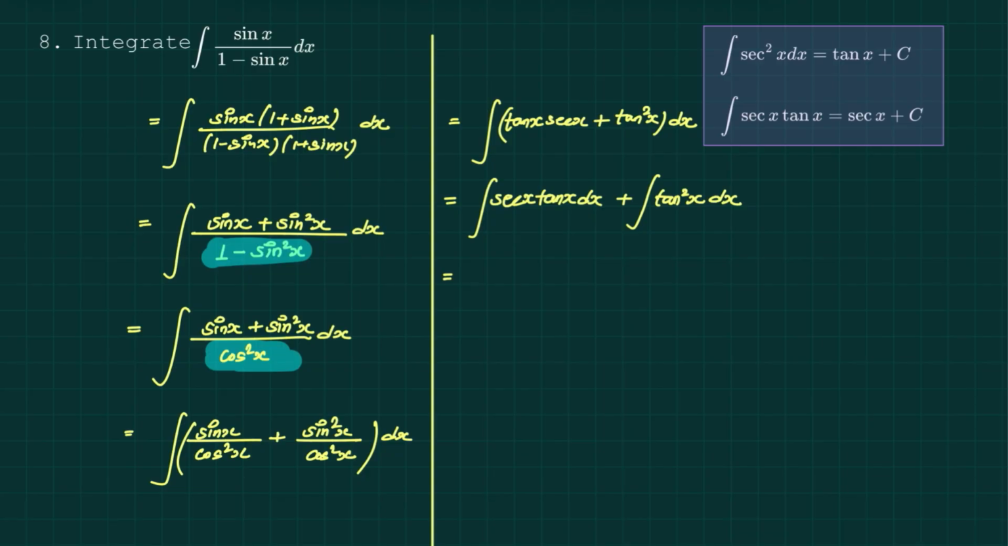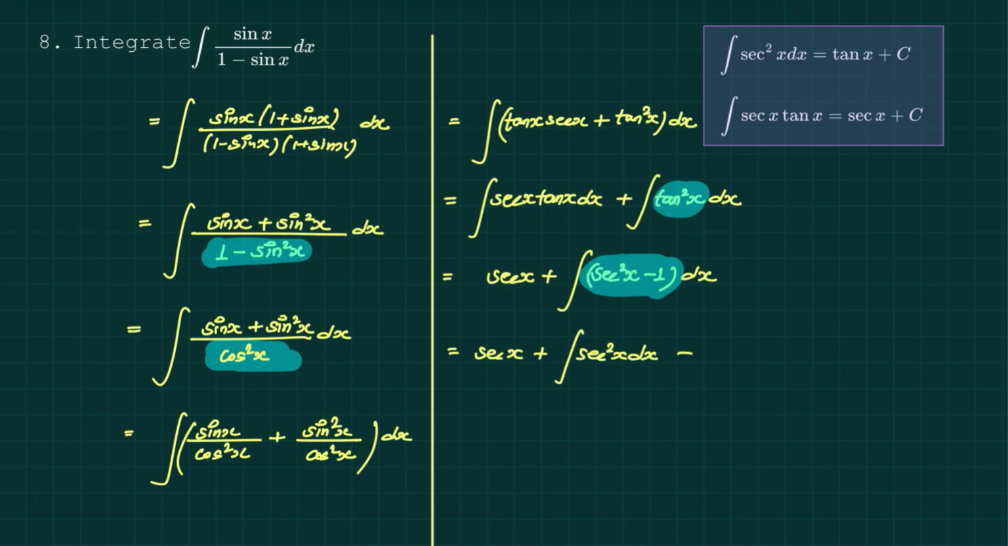The integral of sec x tan x is sec x, but since we do not know the integral of tan square x, we will replace tan square x in terms of sec square x. That can be written as sec square x minus 1 dx, which equals sec x plus integration of sec square x dx minus integration of 1 dx.